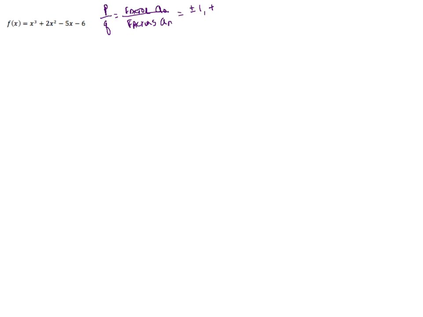So I have plus or minus 1, plus or minus 2, plus or minus 3, plus or minus 6. A sub n is understood to be 1 right there. So I'll just have plus or minus 1, which means I have 8 possibilities for rational zeros here. Okay, and I'll start my synthetic division process.